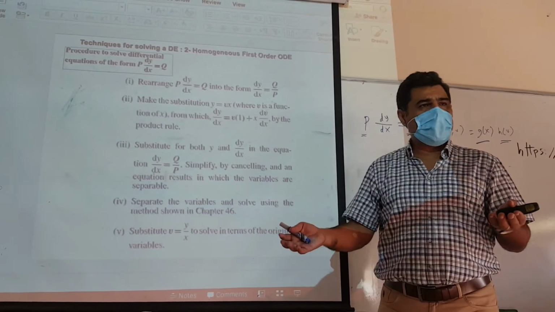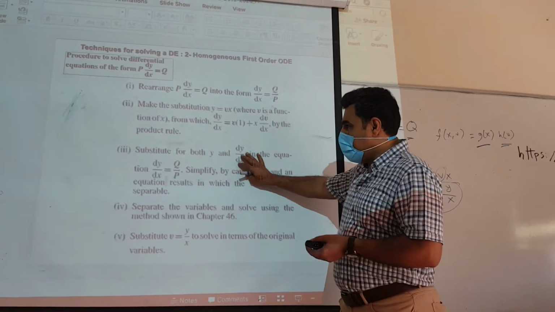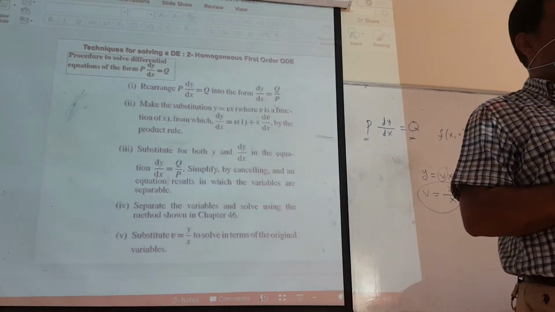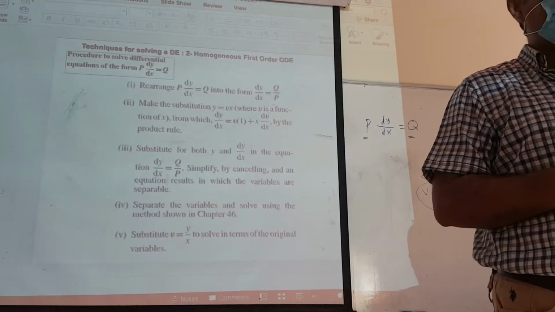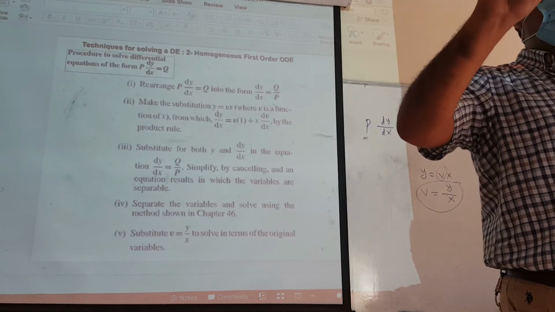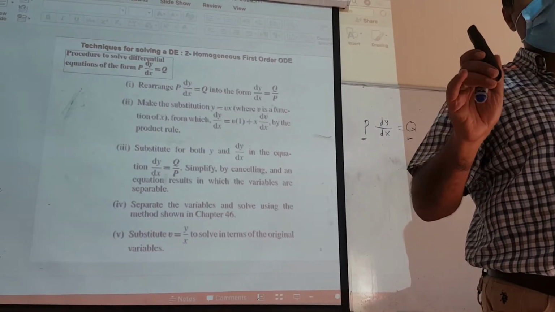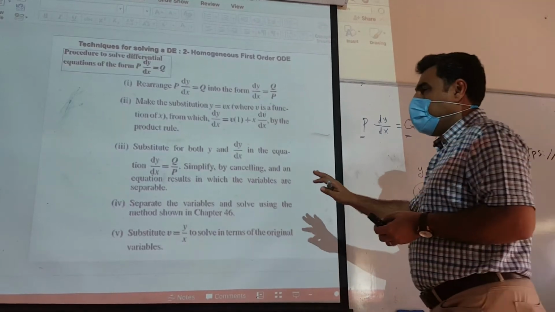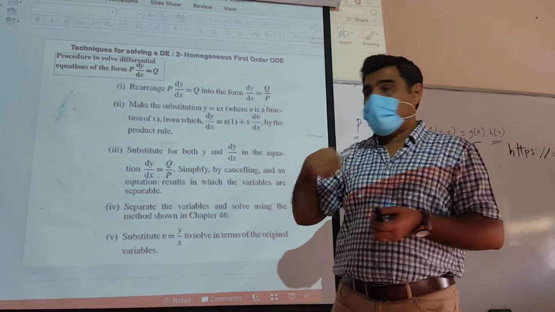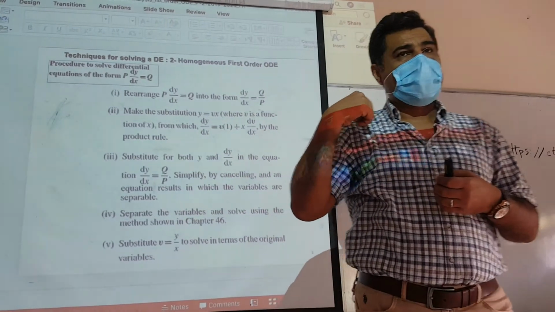So the main idea is when you reach here you already substituted, you will have a function containing two variables v and x. You will try to separate it. As soon as you separate, then you will take integration of both sides of the equation. That's the method. So the difference between the homogeneous method and separable variable method is this part. This part should be done in this case.